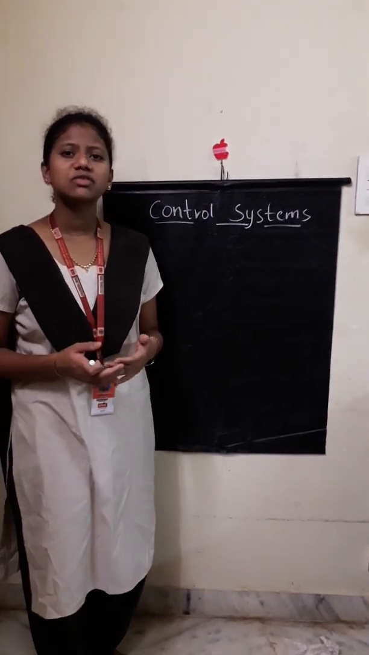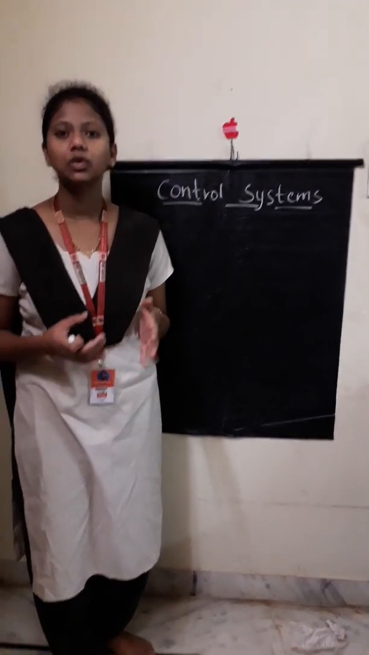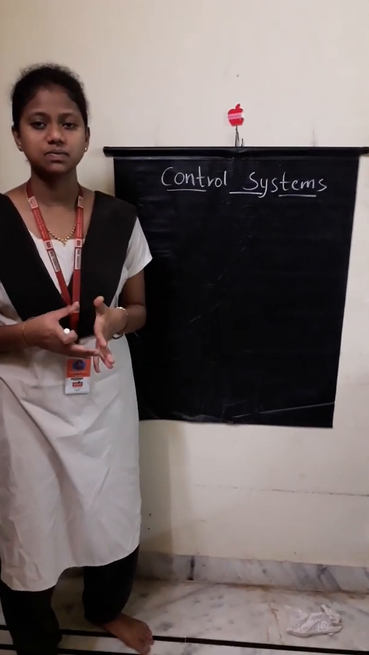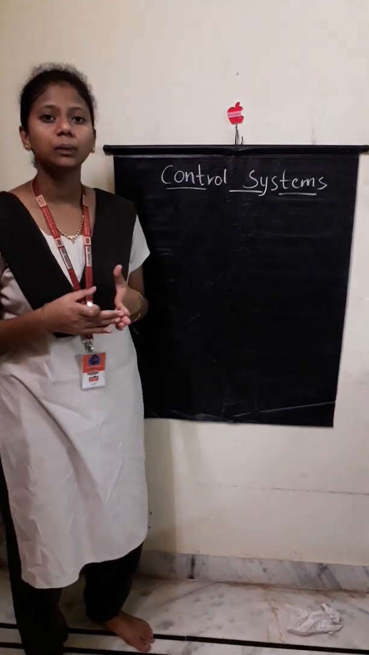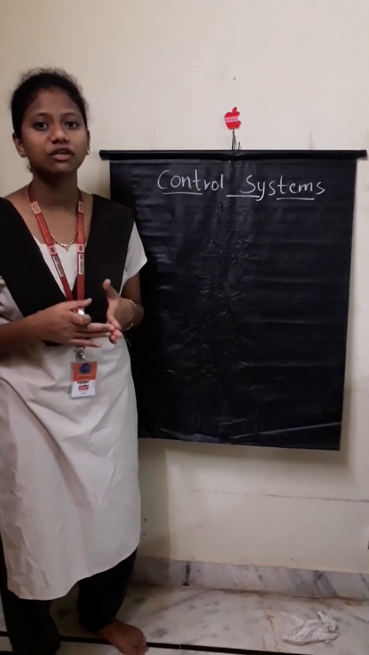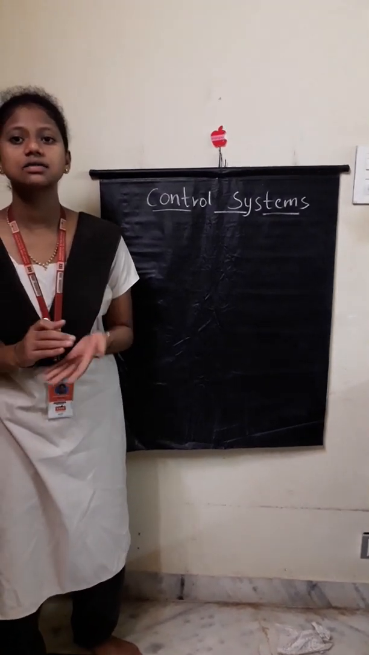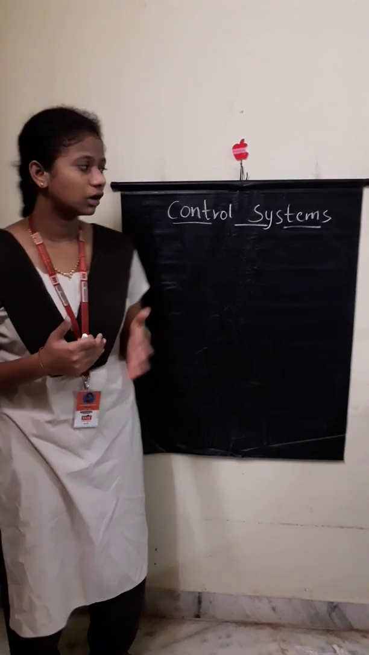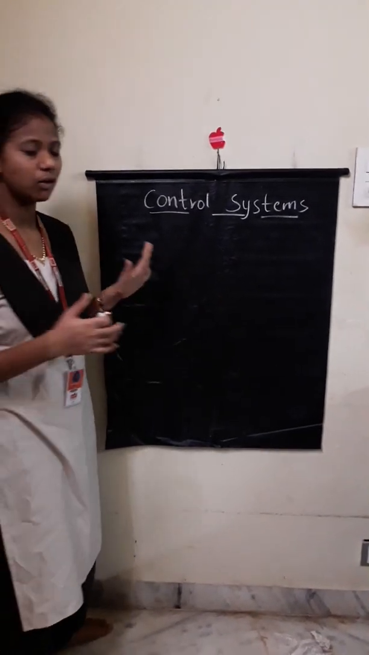There are various types of control systems. From them, I am going to tell about open and closed loop control systems. Open loop control systems: if the output quantity of a control system is not fed back to the input quantity, then it is known as an open loop control system.